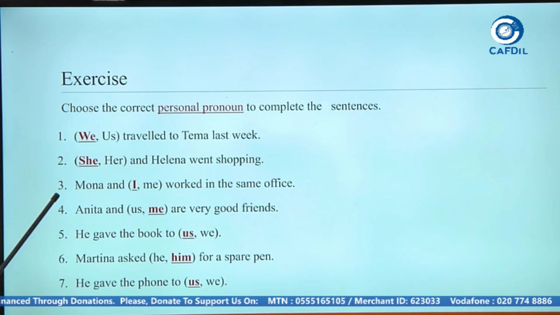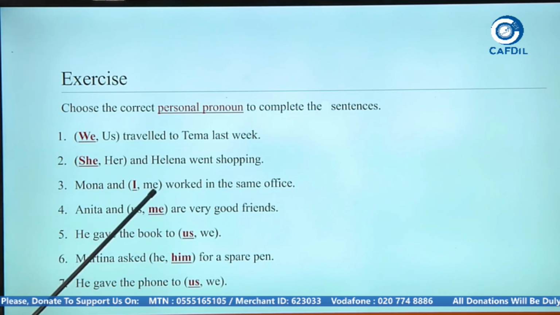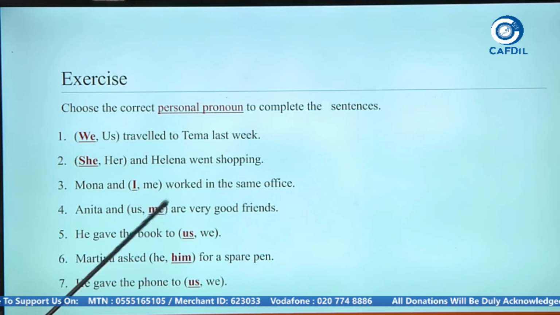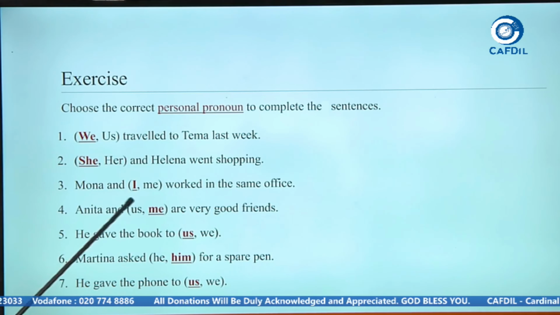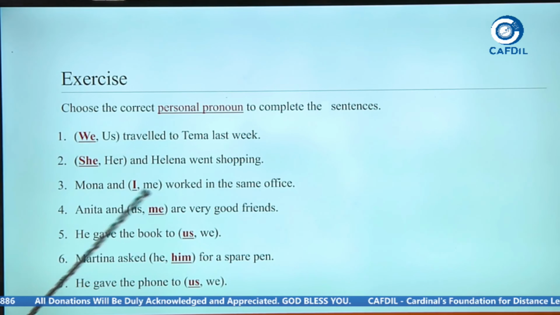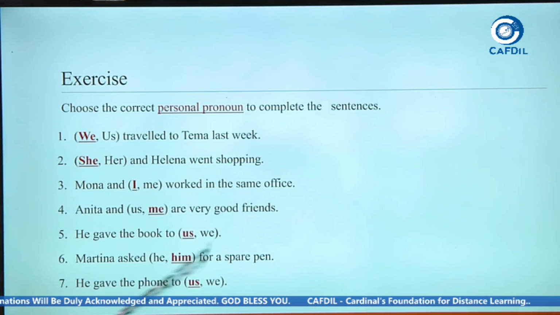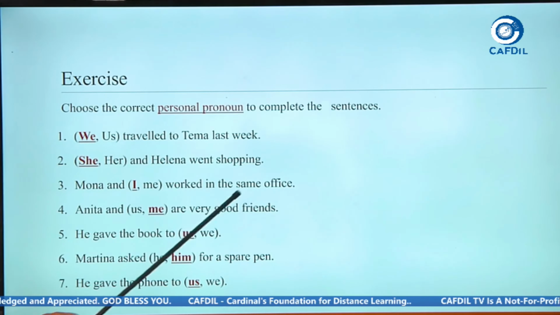Number 3. We have Mona and, in the bracket, we have I and me, worked in the same office. Let's see which of the pronouns will be correct. I. Okay, let's read it together. Mona and I worked in the same office.